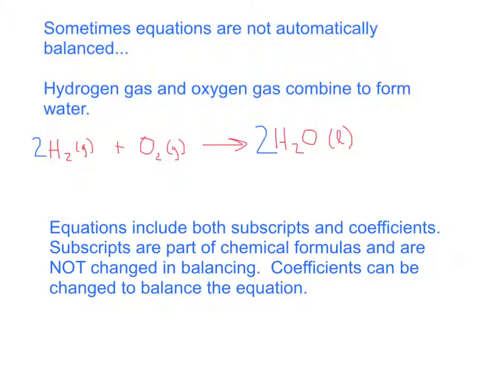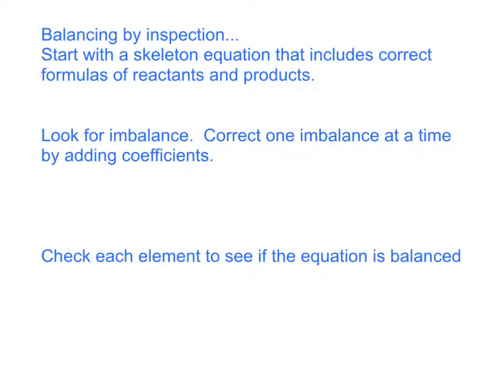So let's try another practice. We didn't actually write down these inspection steps yet, but we put them on this slide, so these are some good steps that you should copy in. The first step, of course, with the water, was to write down the skeleton equation. That would be H2 plus O2 yields H2O. That's going to have your reactants and products with their correct chemical formulas in the right place, but it's most often not going to be balanced.